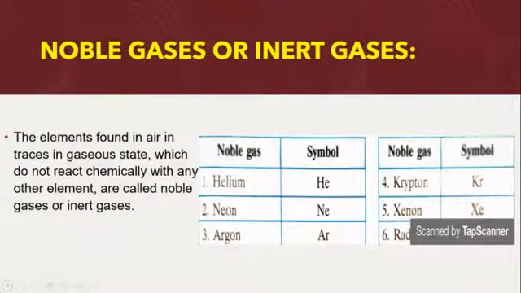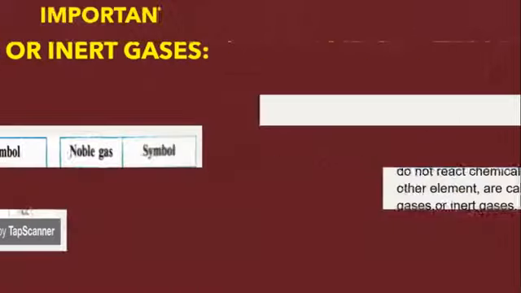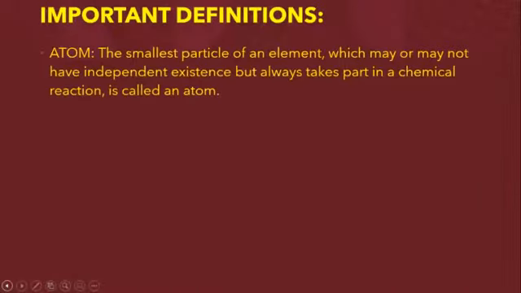So, noble gases or inert gases. The elements found in air in traces in gaseous state which do not react chemically with any other element are called noble gases or inert gases. Helium is a noble gas. Helium, neon, argon, krypton, xenon, and radon are all noble gases or inert gases. Let's know the symbols. Helium is He, neon is Ne, argon is Ar, krypton is Kr, xenon is Xe, radon is Rn.